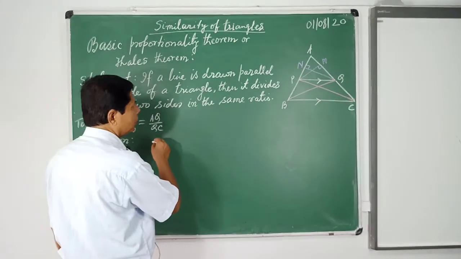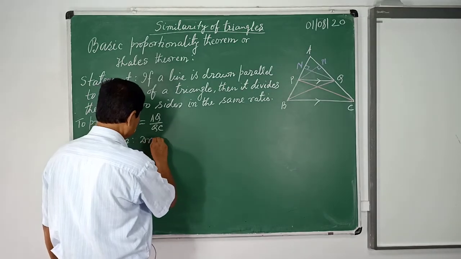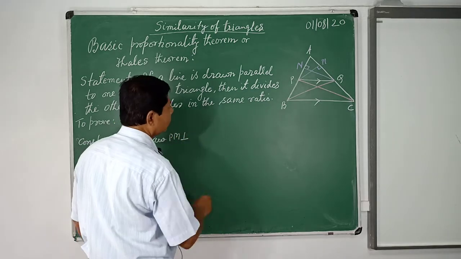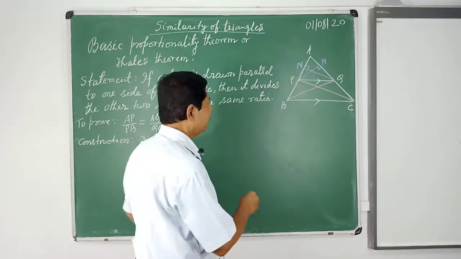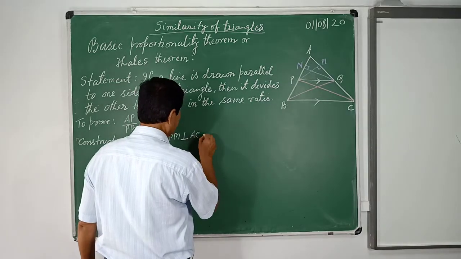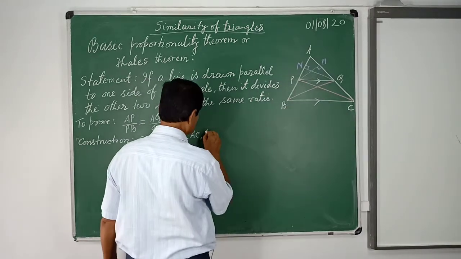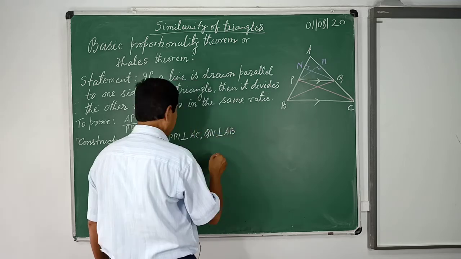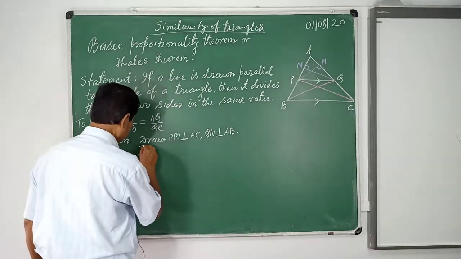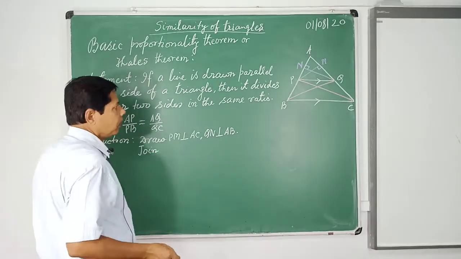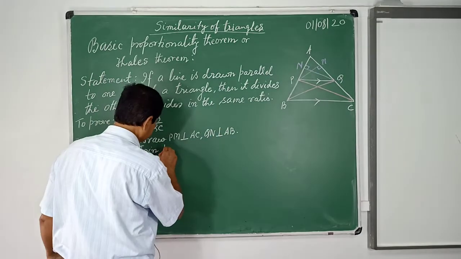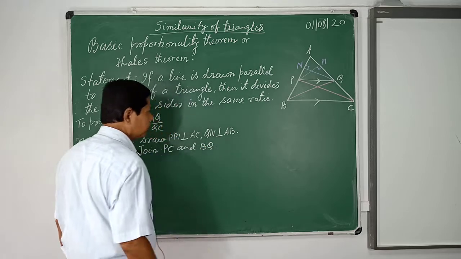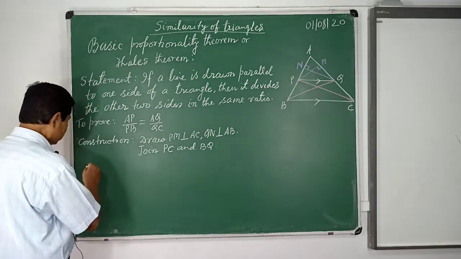Here we shall draw PM perpendicular to, it is shown already, PM perpendicular to AC, then QN perpendicular to AB, join, this is also a constructional part, join PC and BQ. And then write the proof.